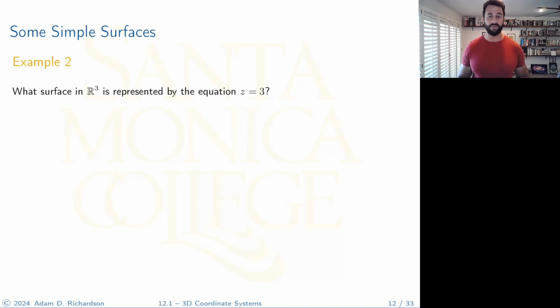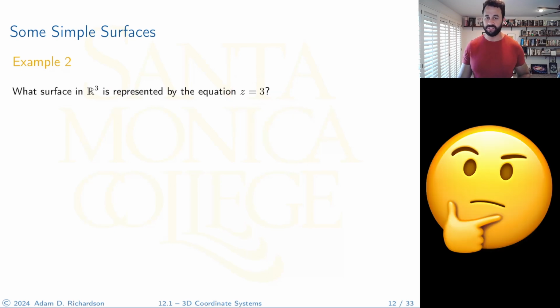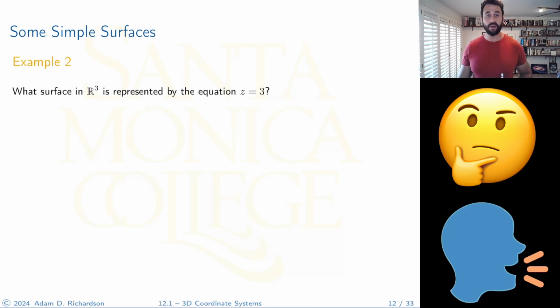So here's a good example. This is one I want you to try on your own for a minute. I'm going to throw up the thinker in just a moment. What surface in R3, so that's 3 space, what surface is represented by the equation z equals 3? So I want you to ponder this for a minute. Just think about what this means and what this could describe. See if you can visualize it in your head. All right, now I want you to say something out loud about what you were visualizing or what you were thinking this equation describes in space.